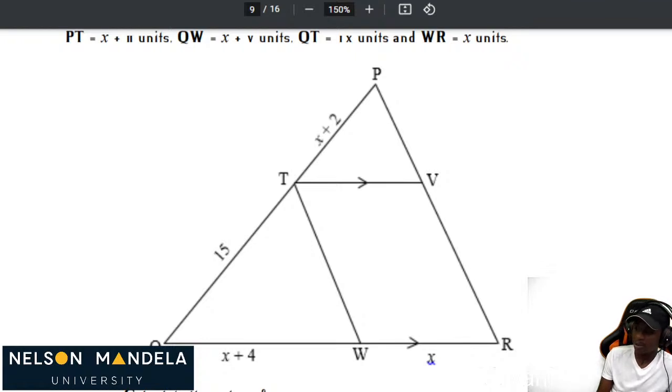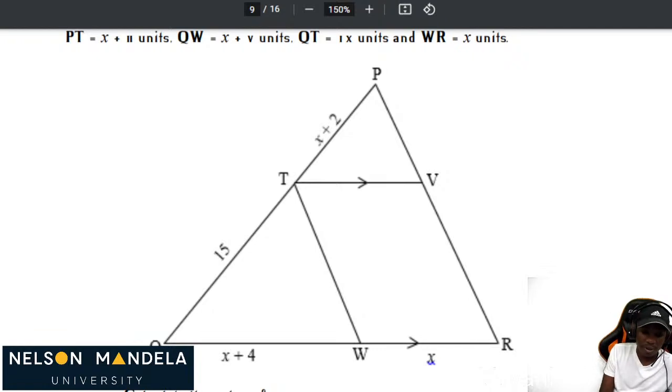Then now we substitute. We want PV, but we know our VR is 18, which is equal to 10 over 15. Then we cross multiply again. It's going to be 15 PV is equal to 18 times 10. Then we divide both sides by 15, and we end up having PV equal to 12 units.